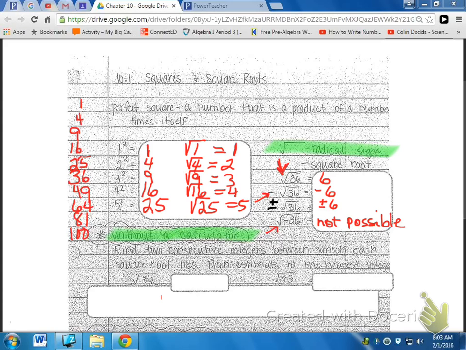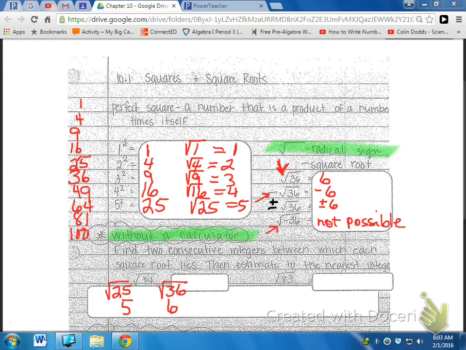25 and 36. So here's what I'm going to do. Find 2 consecutive integers between which each square root lies. So I'm going to put 25 on the left of it and 36 on the right of it. Okay, those are the perfect squares that it's between, but what I really need to know is what the square root of those numbers are, because we want to know what the square root of 34 is closest to. So the square root of 25 is 5 and the square root of 36 is 6. So the square root of 34 we know is between 5 and 6.